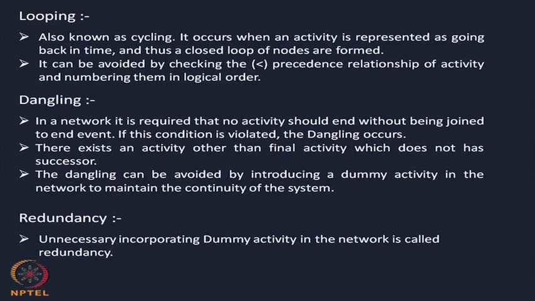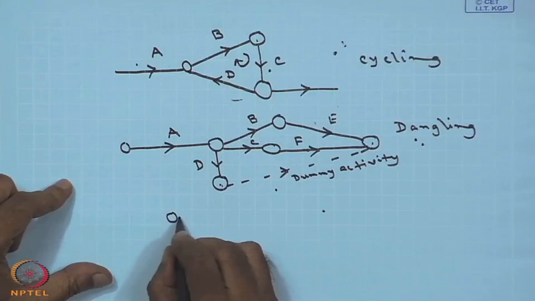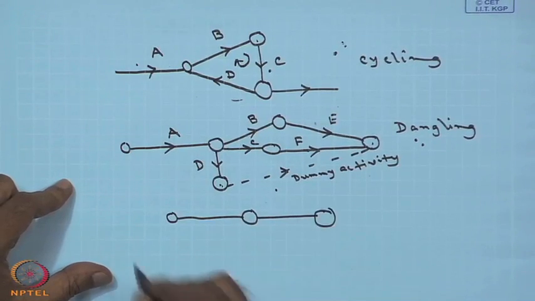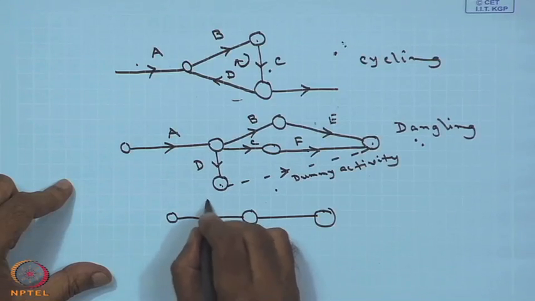And the third one is redundancy. What is redundancy? Unnecessarily incorporating a dummy activity in the network is called redundancy. That is, some dummy activity is not required at all, but you have unnecessarily given it, and we call that a redundant activity. It is something like this. The redundancy can be shown like this. You have this one, 3 activities are there.